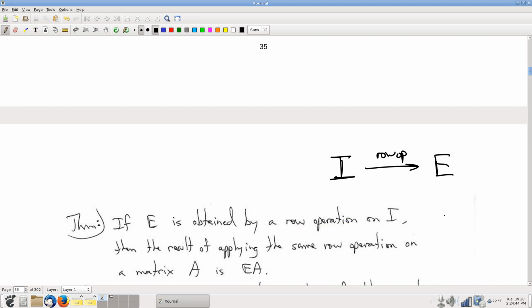Okay, that being said, if you were to do the same row operation to some other matrix A, let's draw a little diagram of that. If you were to take some other matrix A, any matrix A of the appropriate shape, and apply the exact same row operation, the assertion of the theorem is that the result of doing that same row operation would be EA.